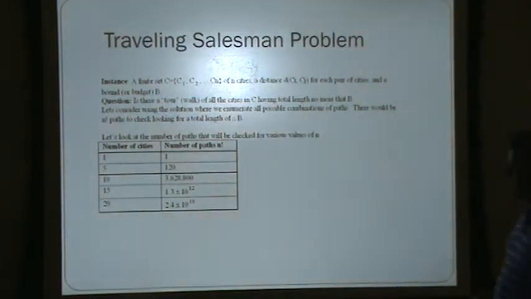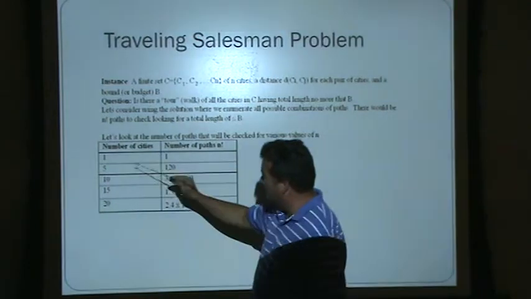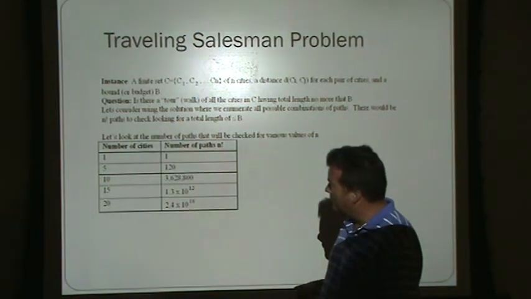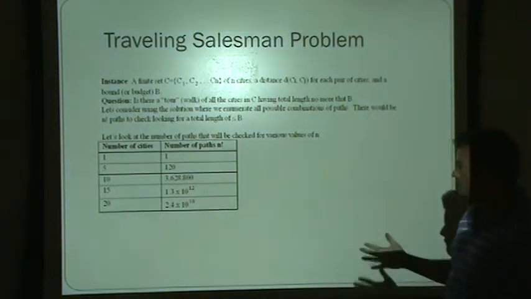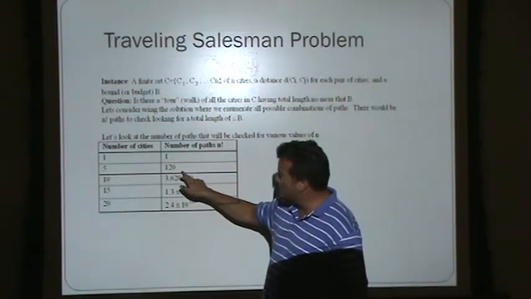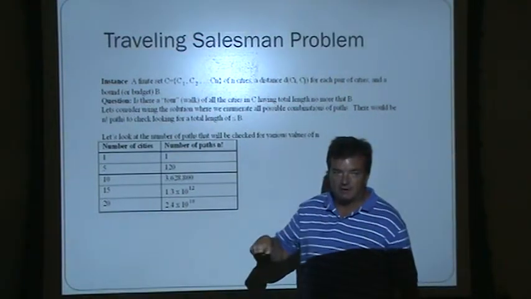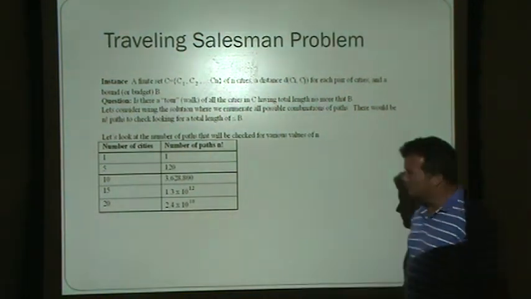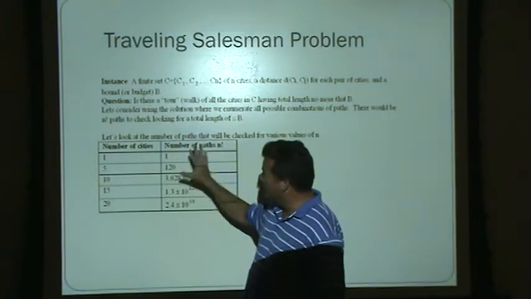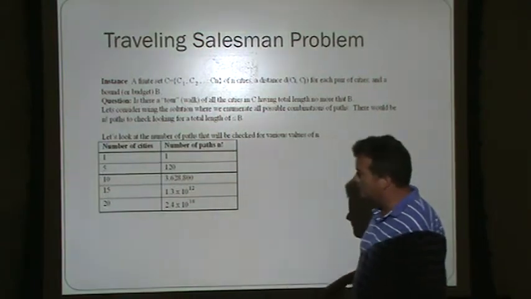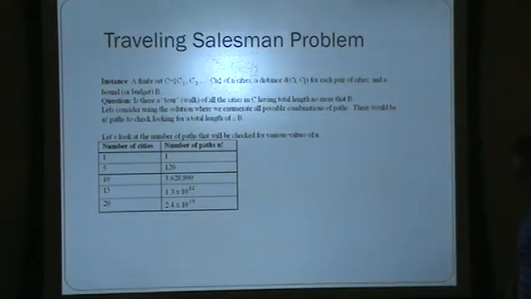So if we were to compute that, if there was one city, it would take one step. If there were 5 cities, it would be 5 times 4 times 3 times 2 times 1. That would be 120. There'd be 120 possible ways you could visit 5 cities in different orders, starting and stopping. If there were 10 cities, this algorithm would be a little over 3 million steps. 15 cities, it would be 1.3 times 10 to the 12 steps, and 20 cities, it would be 2.4 times 10 to the 18 steps to do this.